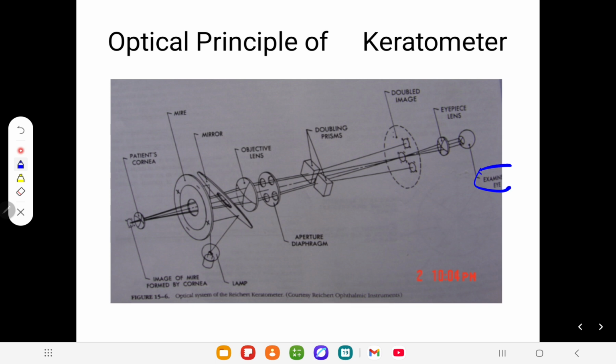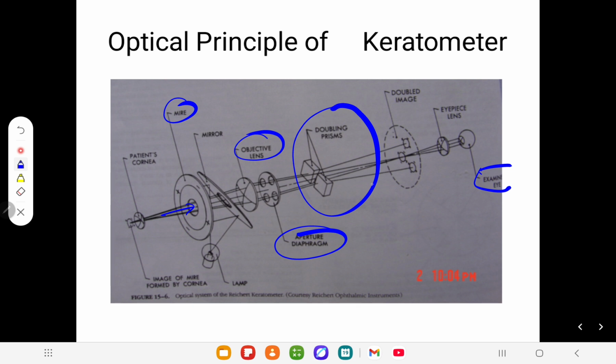So this is the examiner's eye and this is the patient's eye. Okay, we put the Mire here, and the reflection of the Mire in the patient's eye goes from here, and then it comes to the objective lens, and there is an aperture diaphragm, and this is the doubling principle, and the doubling prism makes the image here double. This is one, this is another, this is the central image. And this is the eyepiece, and the objective and eyepiece make a telescope, and we will see a magnified image by the examiner. This is how the optical system works.